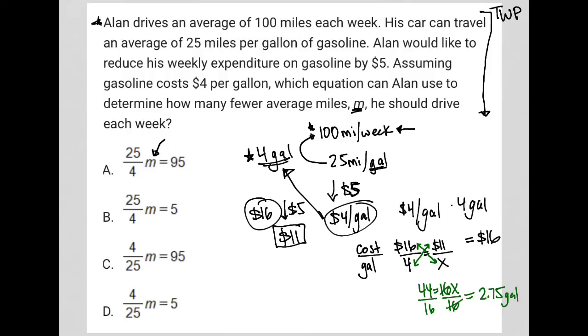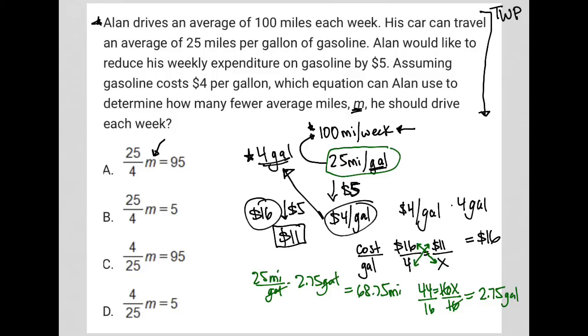Okay, but I still have a car that drives 25 miles per gallon, right? So 25 miles per gallon times 2.75 gallons should give me a number of miles. Right, so 25 times 2.75. So it looks like I'm going to be driving about 68.75 miles now.